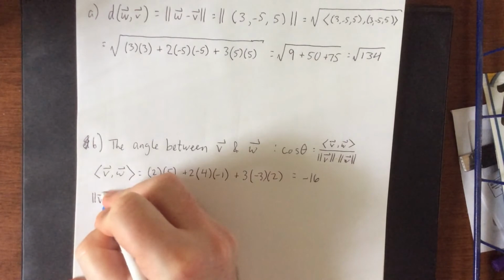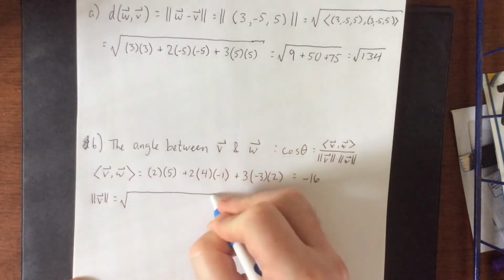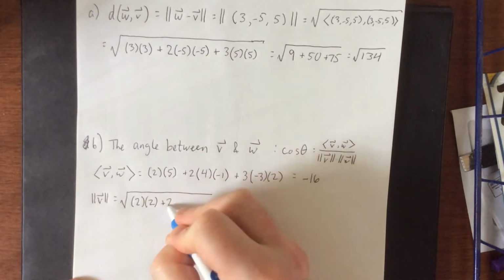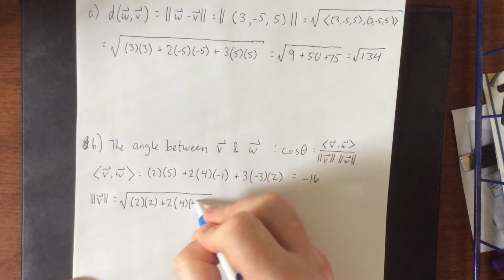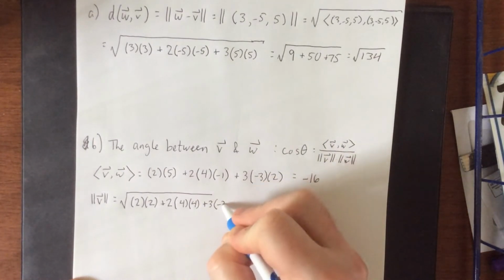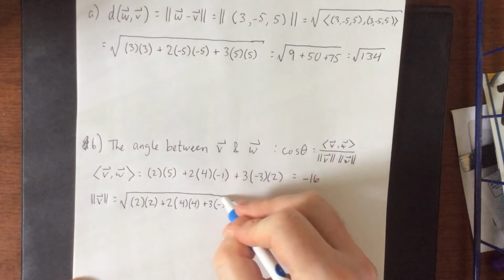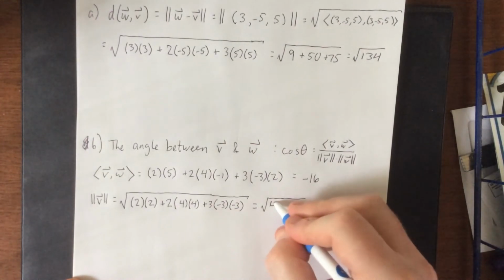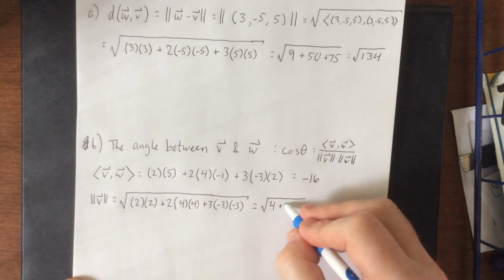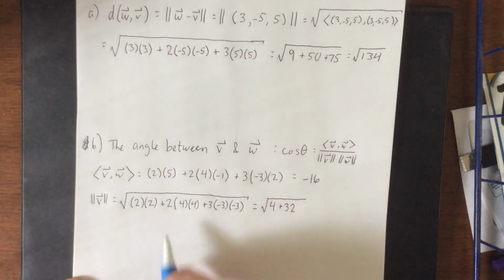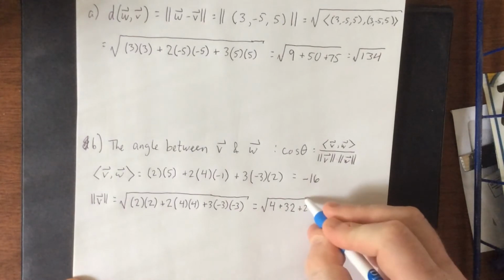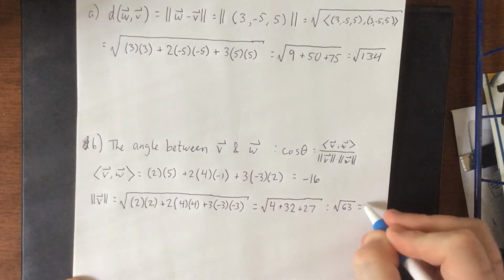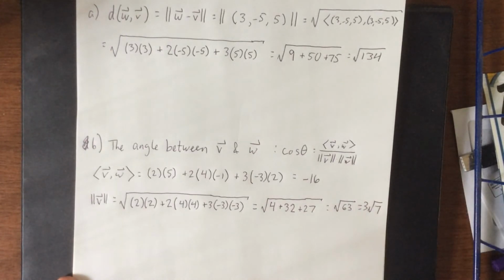For the magnitude of v, very similar to what we did above, we're going to multiply the first component of v by the first component of v. Then we'll do 2 times the second component of v times the second component of v. And then 3 times the third component of v times the third component of v. And again, this is because we have our non-standard inner product. So inside the radical, we're going to see 4 plus 32. It'll be 36 after we add them together. Plus 27. So 36 plus 27 will be 63, and if we want to simplify that radical, we can call that 3 square roots of 7.